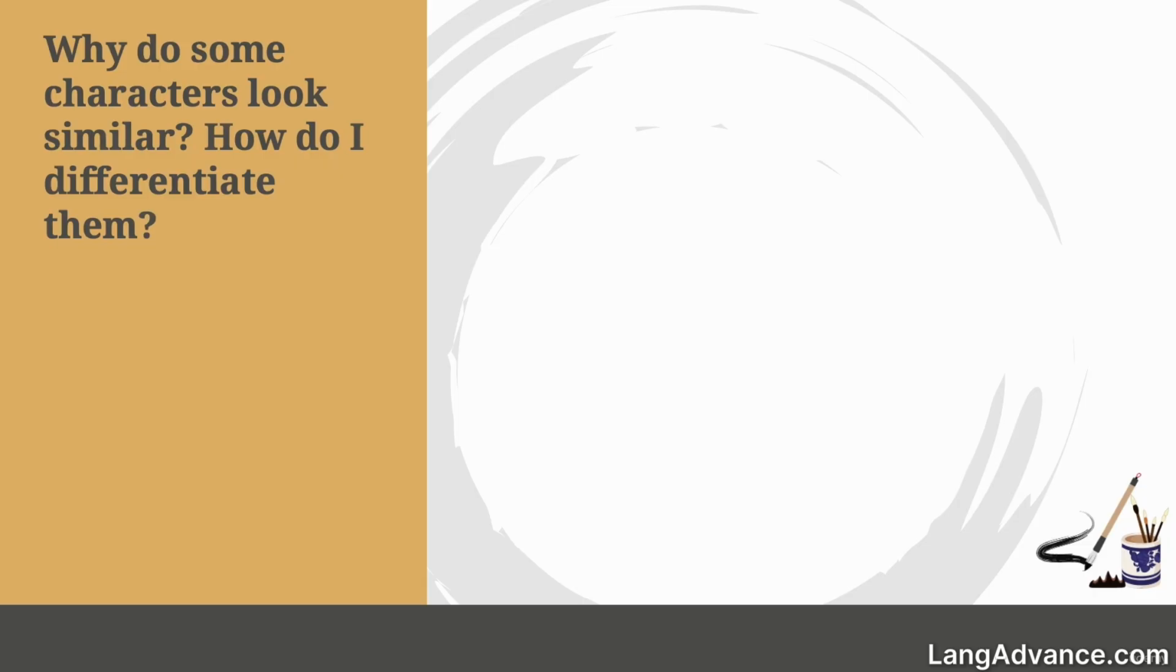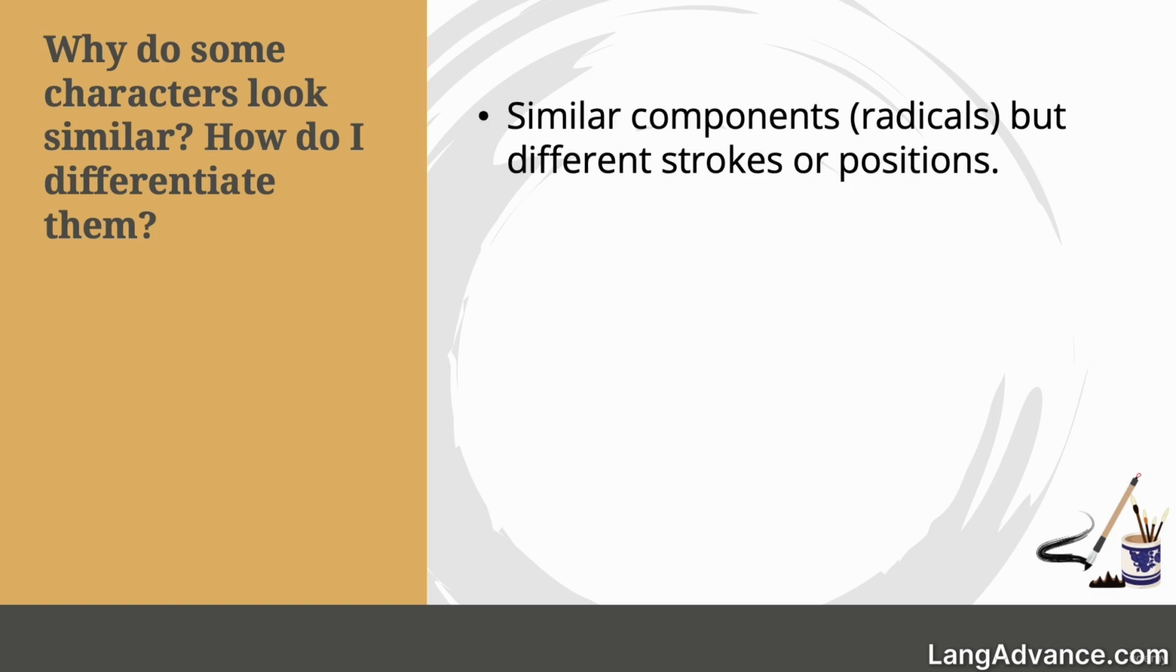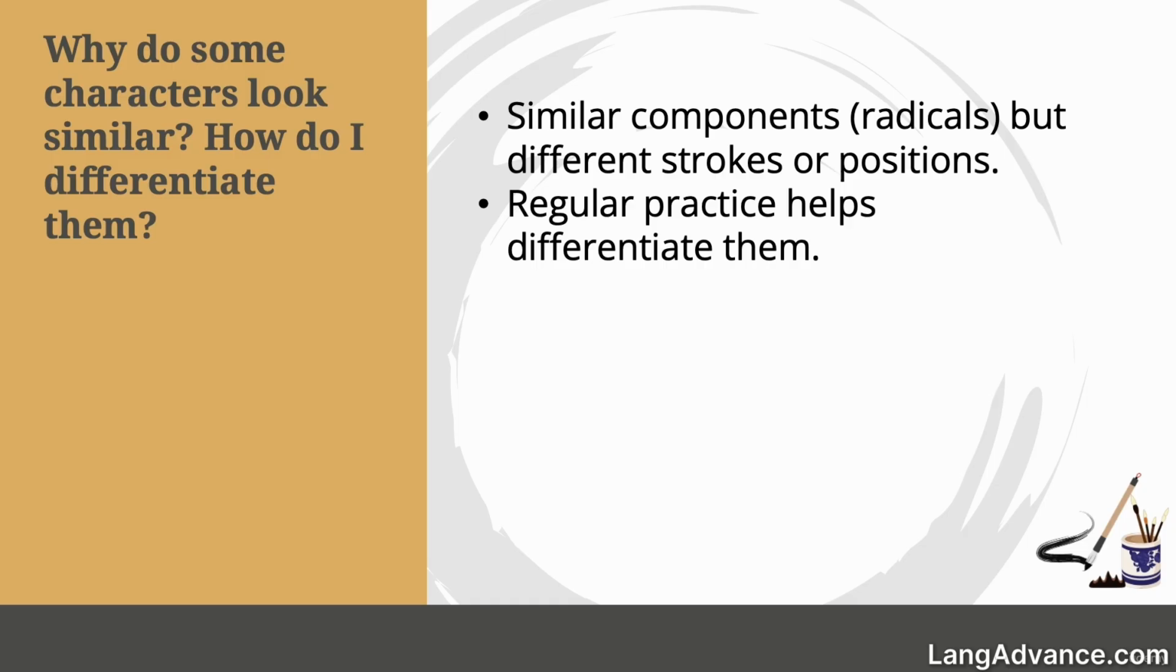Why do some characters look similar and how do I differentiate them? Some characters share similar components, but there are often differences in stroke order or position that distinguish them. These shared components are called radicals. It helps to indicate the meaning or pronunciation. So, if you want to differentiate between the similar looking characters, practice is key. Pay attention to the number of strokes and their placement within the character. Over time, you will naturally start to notice these differences.